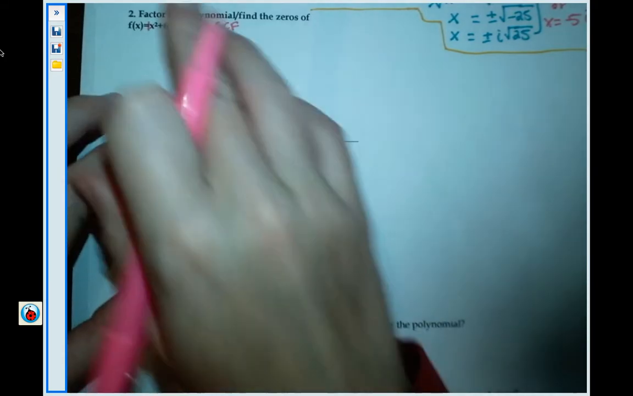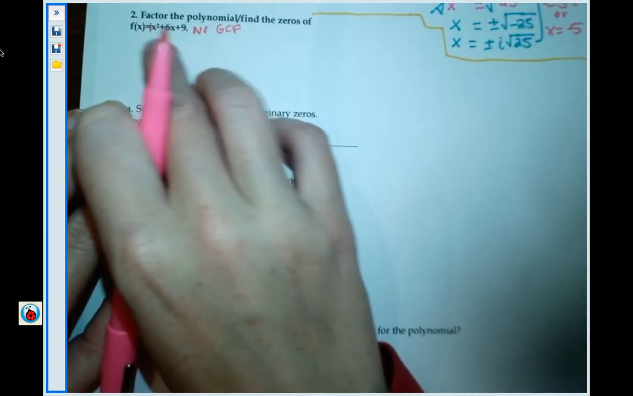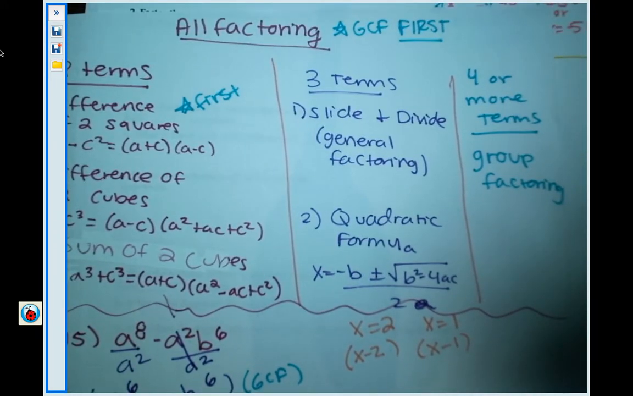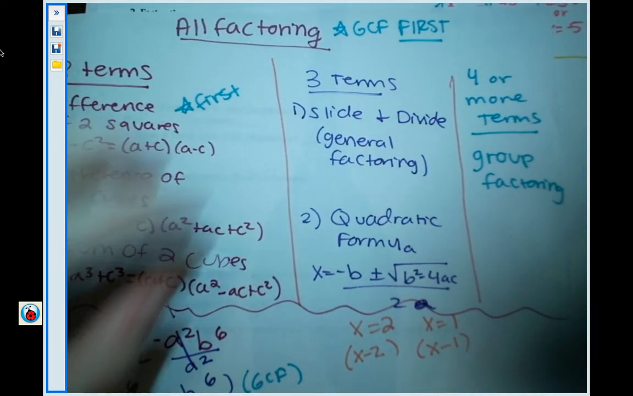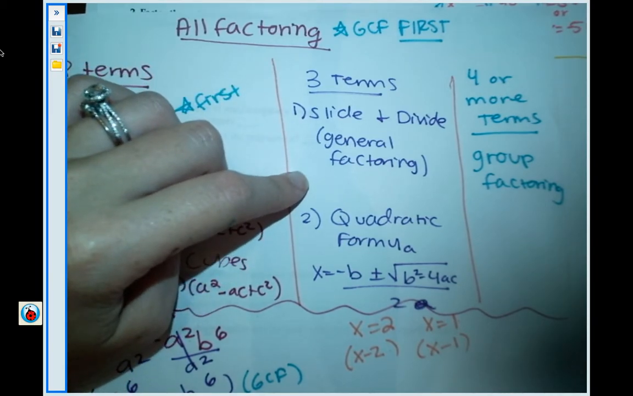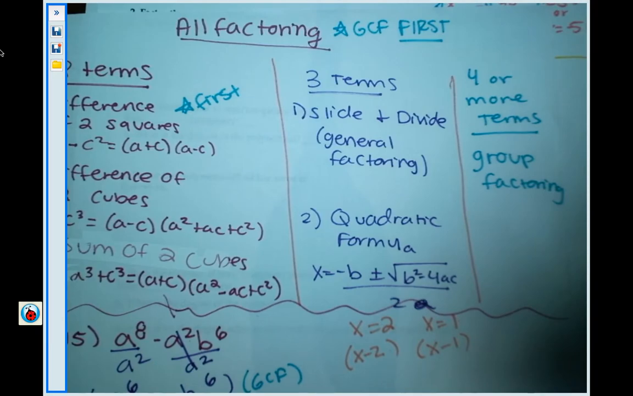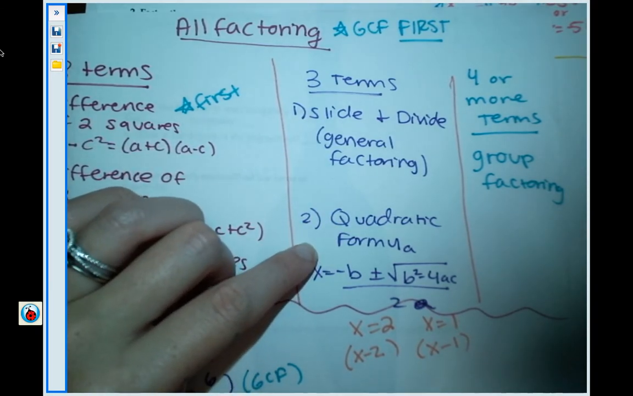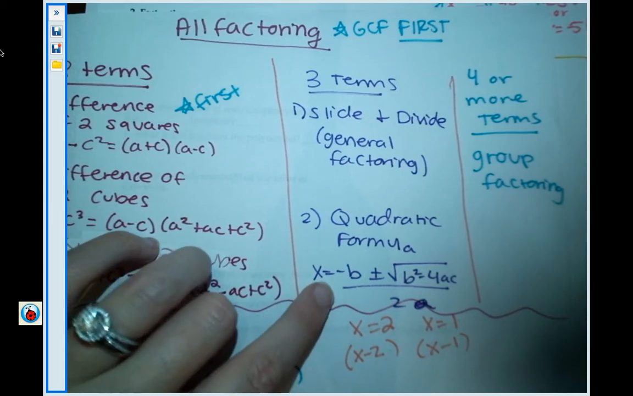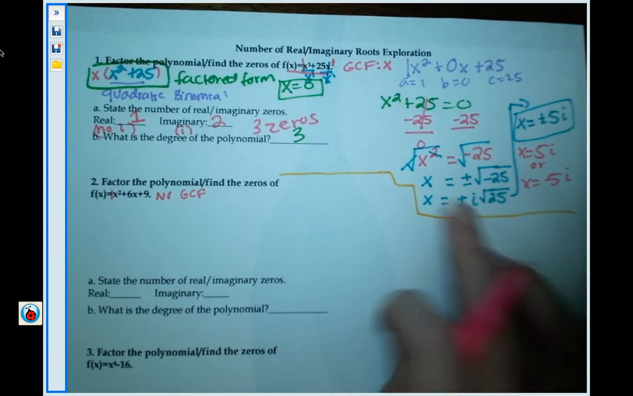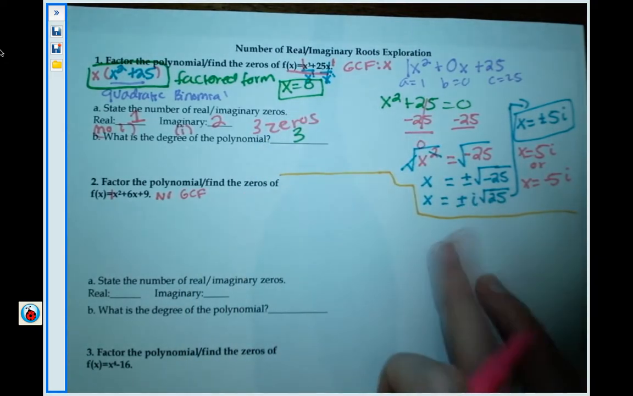So we see here, I have 3 terms, 1, 2, and 3. So when we have 3 terms, there are 2 options. We can do our slide and divide technique, which is called general factoring, or we can use the quadratic formula. Either way, when you do the quadratic formula, that actually finds the zeros for you because it says x equals something. If you guys remember, zeros are when we have x equal to something. x equals 0 here, and x equals plus or minus i root 25.